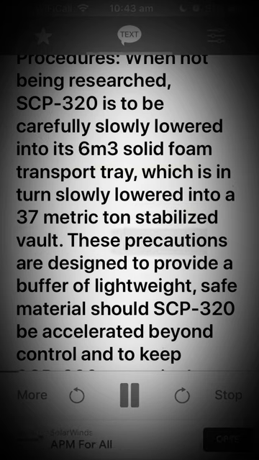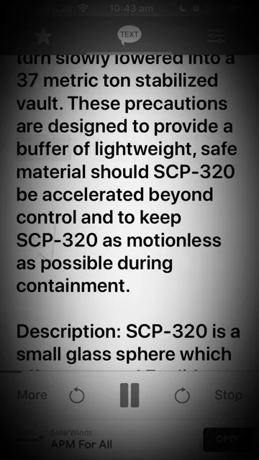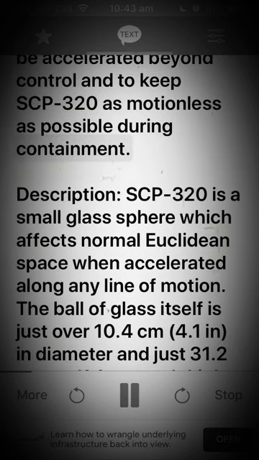These precautions are designed to provide a buffer of lightweight, safe material should SCP-320 be accelerated beyond control, and to keep SCP-320 as motionless as possible during containment.